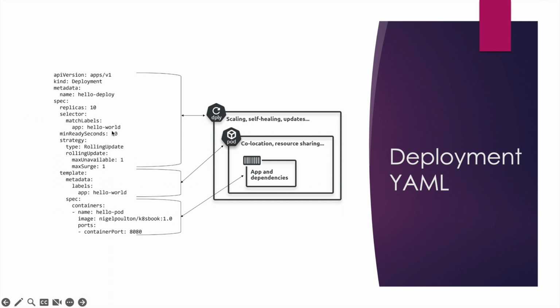Selector is hello world. So it will pick up the pods that have a label named app, and its value is hello world. Minimum ready seconds is the amount of time that it will wait after creating a pod and see that it's up and running for that period of time before it goes on to create a new one. Strategy is the deployment strategy. Now we have mentioned rolling update, and it basically depends on these 2 things.